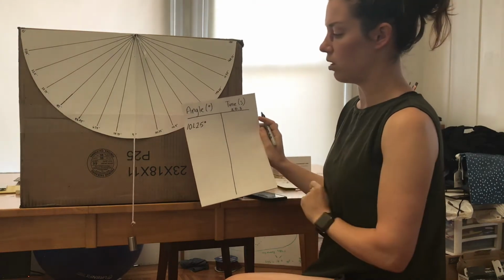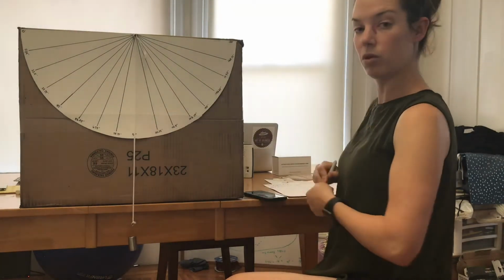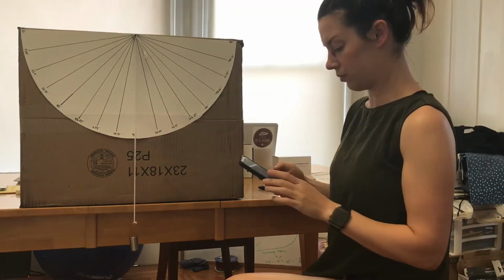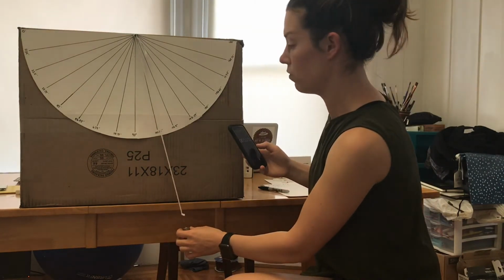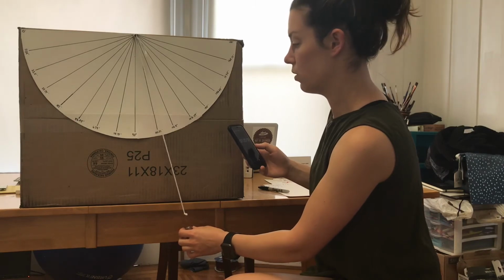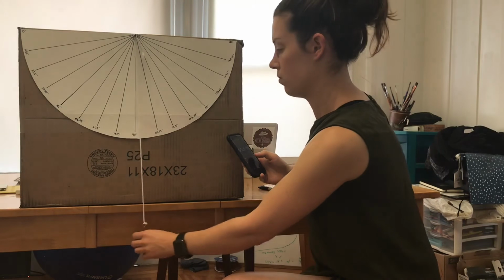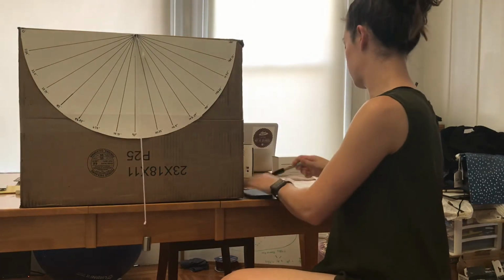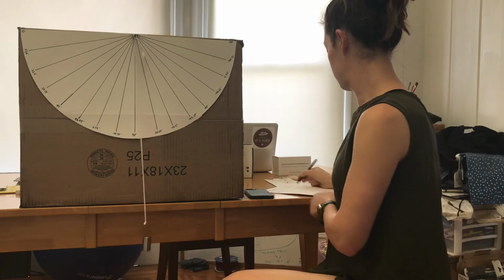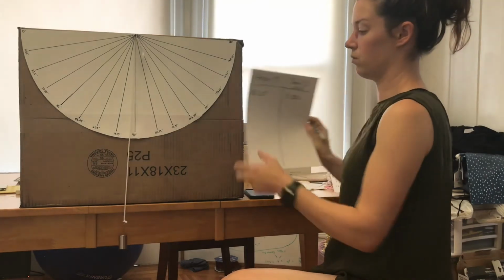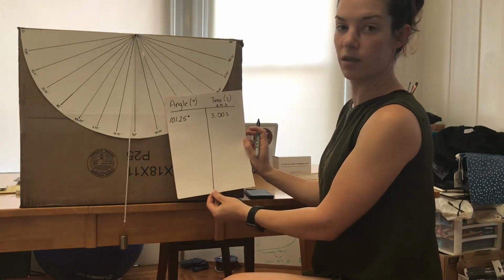Now I'm going to time how long it takes for 2 revolutions when I drop the pendulum at 101.25 degrees. Ready to go. Alright, 101.25, 3, 2, 1. Okay. 101.25 degrees took exactly 3 seconds.